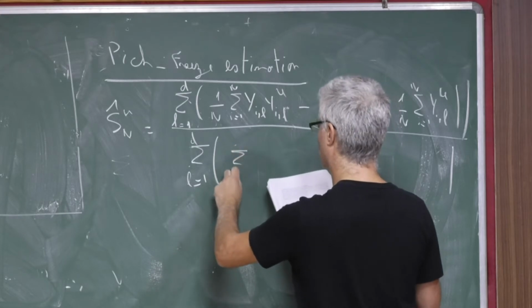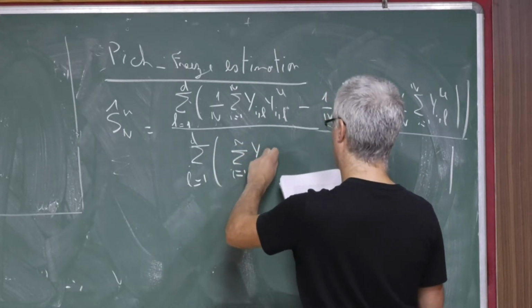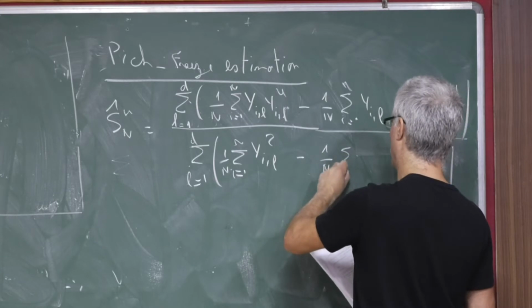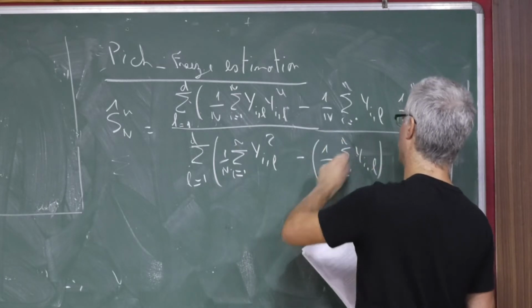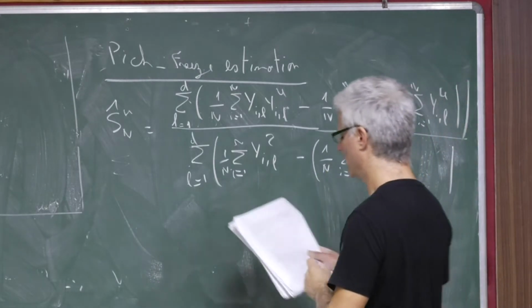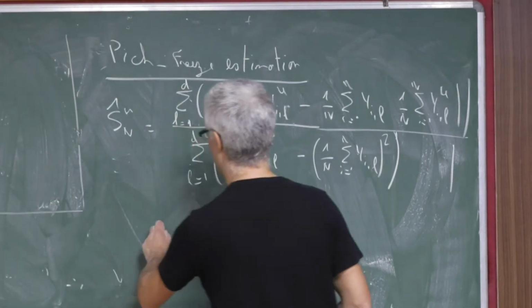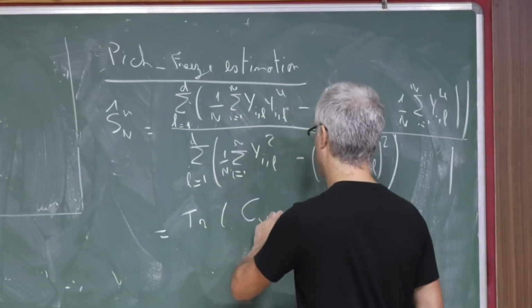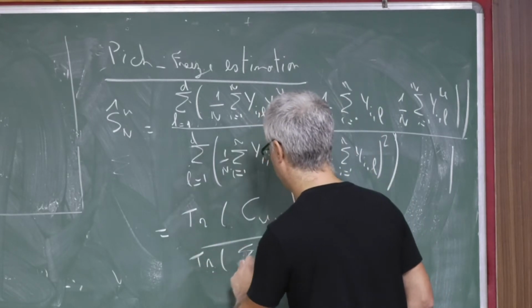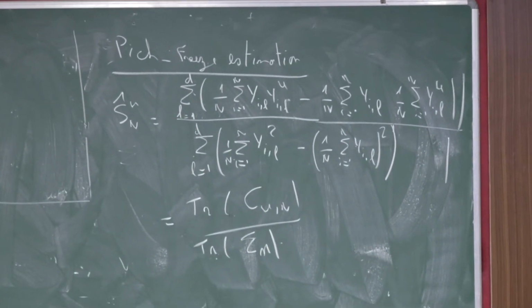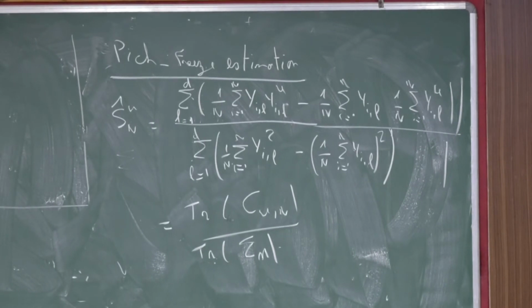So here I can do. Another way of writing it is to say that it's just the trace of the C_n, where C_n is the empirical estimator of the covariance matrix of Y, and the same thing for the matrix sigma. Okay.